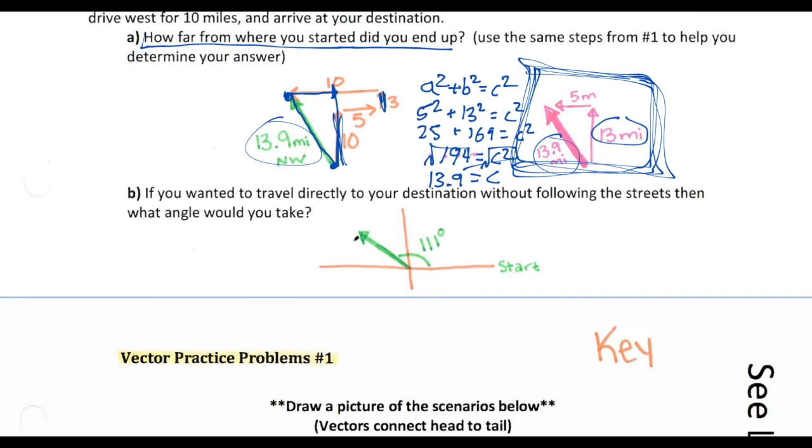All right, if we wanted to travel directly to our destination without following the streets, what angle would we take? There's actually a couple answers for this. You can see Miss Murdoin got 111 degrees, and I like the way she's thinking. She's thinking we're starting over here, and then we just walk off this way. I read it a different way. I read it as, well, what if we're down here, and we're walking up this way? That would be a different way of doing things then at that point.